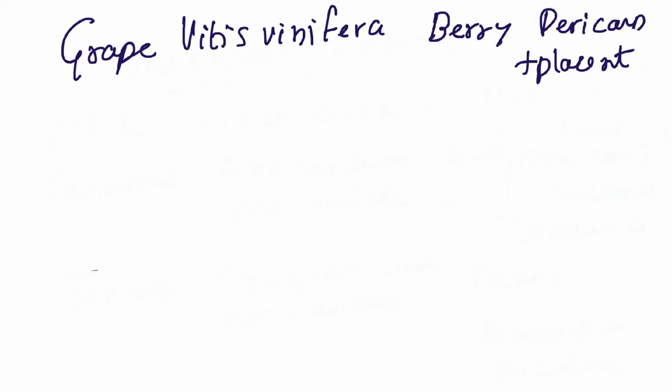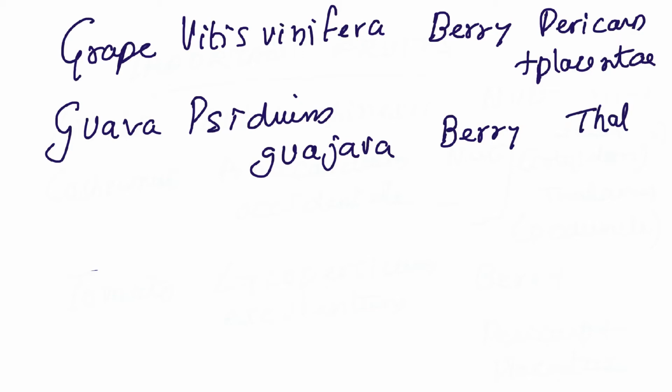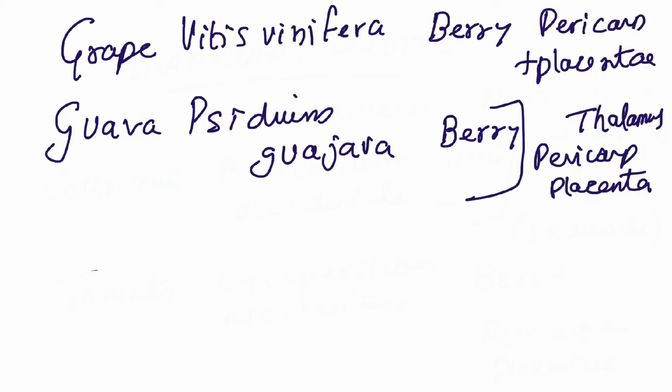Going on to the next example, which is the guava, that is Psidium guajava, and here once again it's a berry, but here the edible part is the thalamus. Thalamus, we know, is a part on which the floral organs are usually arranged. So it's the modified thalamus, and the pericarp and the placenta. Those are the parts which are edible in guava.